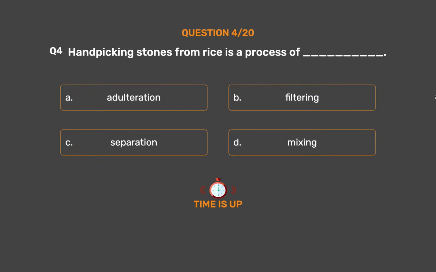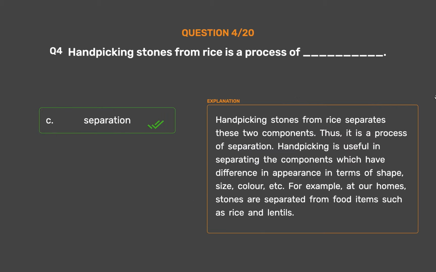The correct answer is Option C. Separation. Hand picking stones from rice separates these two components. Thus, it is a process of separation. Hand picking is useful in separating the components which have difference in appearance in terms of shape, size, color, etc. For example, at our homes, stones are separated from food items such as rice and lentils.